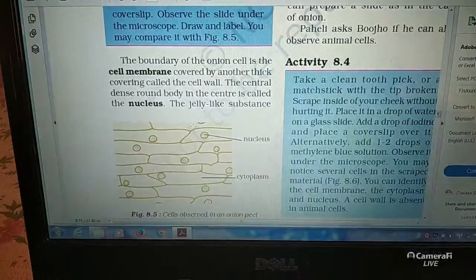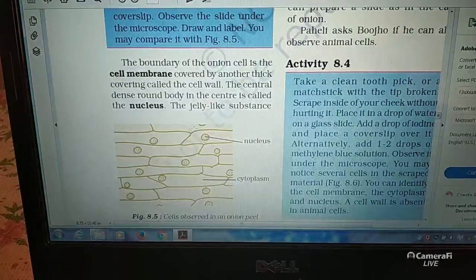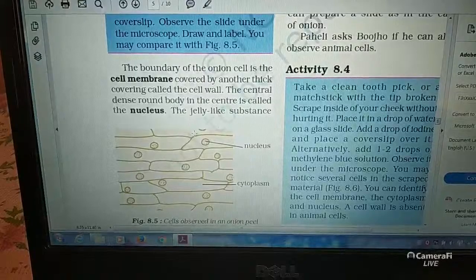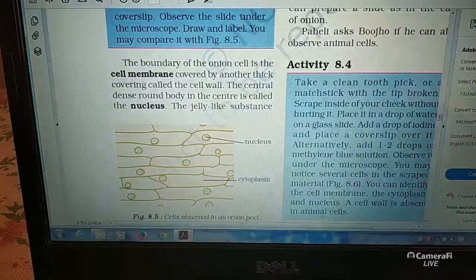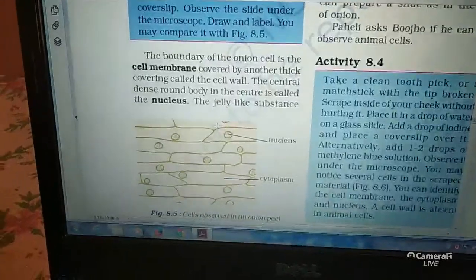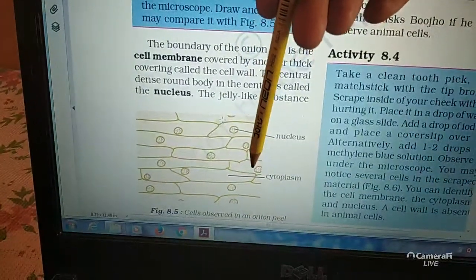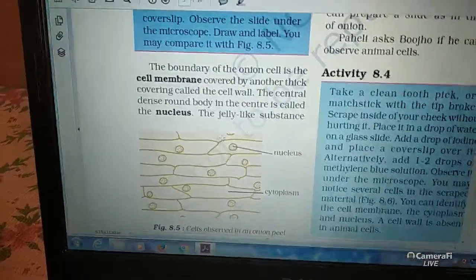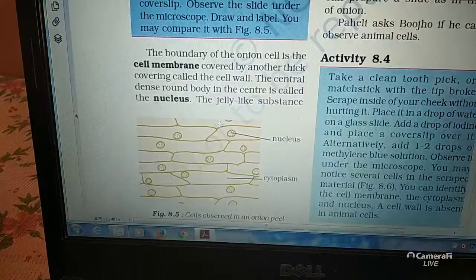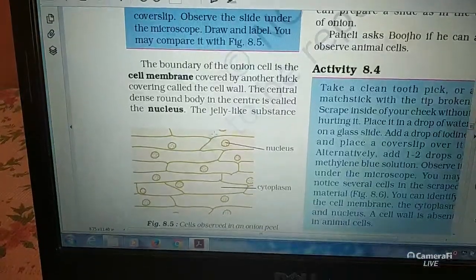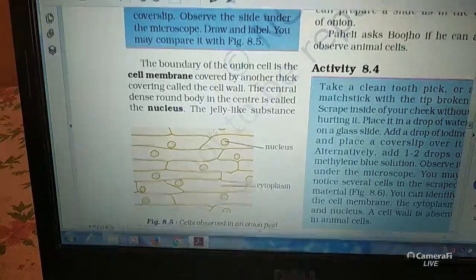Now you look, all these things are on the floor. This floor can be compared with cytoplasm. Here the floor is made up of plaster, concrete and bricks, and the cytoplasm is a jelly like structure. On this jelly like structure you have the nucleus and other cell organelles, and the boundary wall is called the cell membrane.